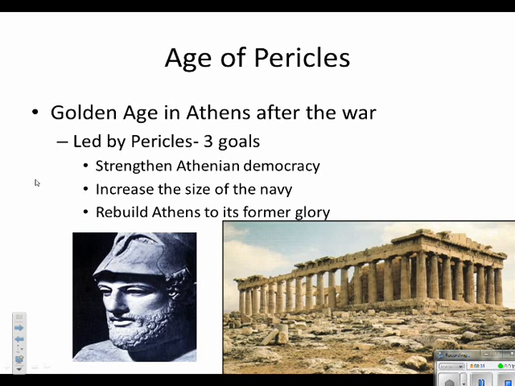The golden age is led by a guy named Pericles in Athens. He had three main goals. The first, he wanted to strengthen Athenian democracy. He wanted to make it more direct. He wanted people to have even more of a say. Now, when we say people, unfortunately, we don't mean women and slaves, only men. But he wanted to have as many men as possible have a direct role in government, meaning every single man voted on every single thing, not through representatives.